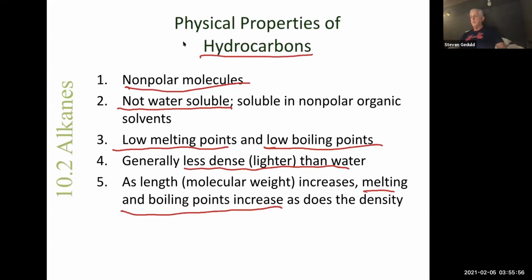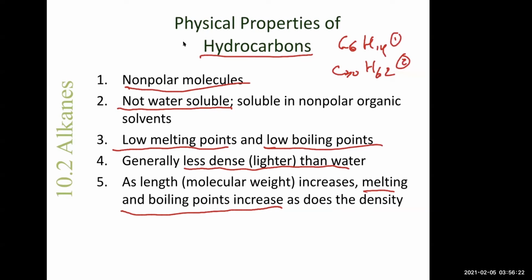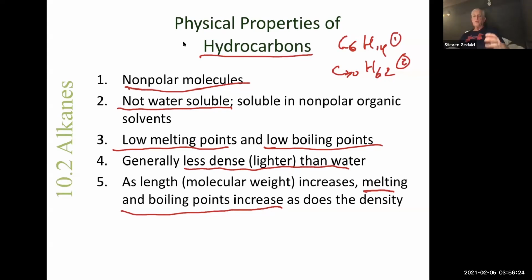So if you had a compound C6H14 and another one that was C30H62, this is number 1, this is number 2, which one would have the higher melting point? C30H62. Perfect. Exactly, because there's more to bond to it, more to hold it together. Those intermolecular forces are stronger.